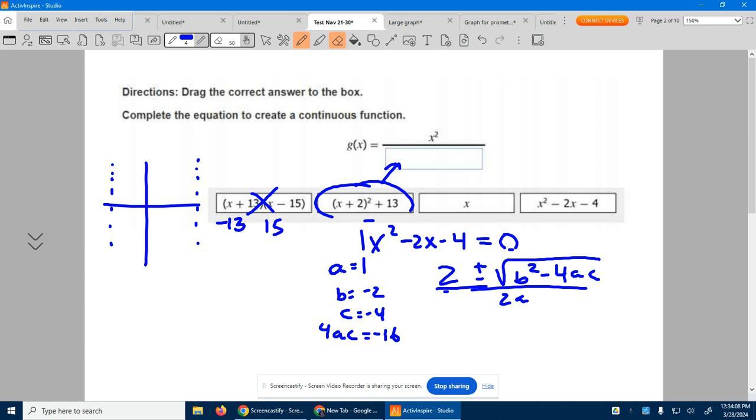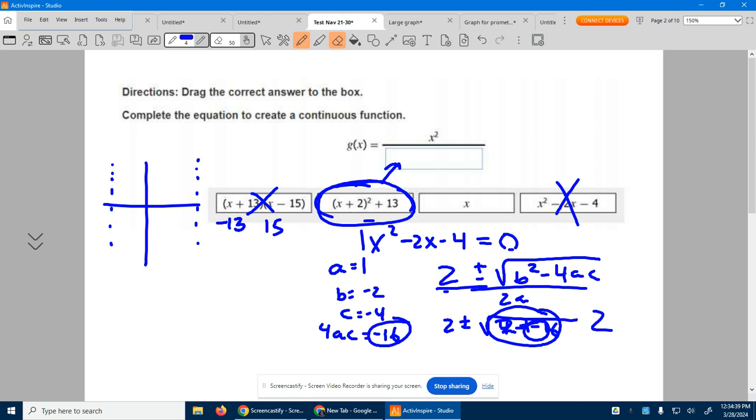Notice what happens with this b squared. So we have 2 plus or minus the square root of b squared: negative 2 times negative 2 is 4, minus negative 16. That changes to plus. It's a 20 inside there. That discriminant is a positive value. That tells us there are two solutions, so there's going to be two things there. That means he's out. Now, if it had been a negative in there, hey, he would have worked. He would have been a continuous function, but he's not. So our solution here is the quantity x plus 2 squared plus 13.